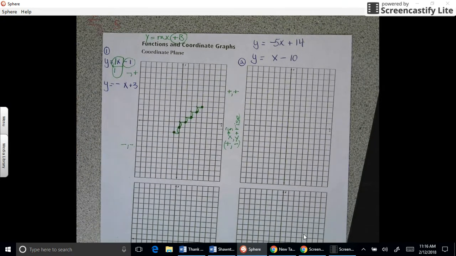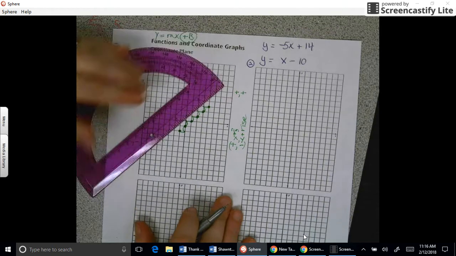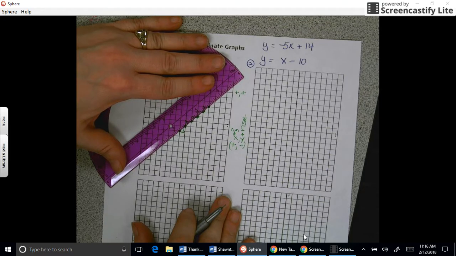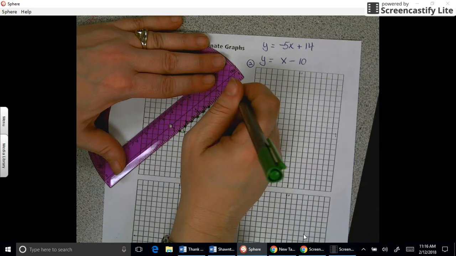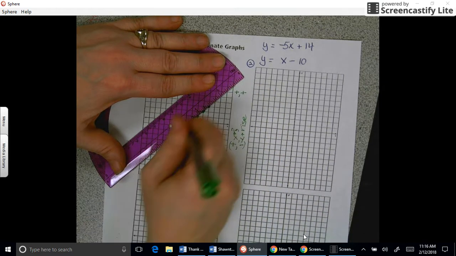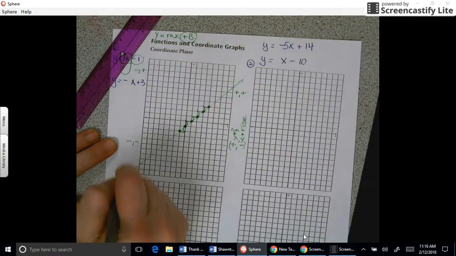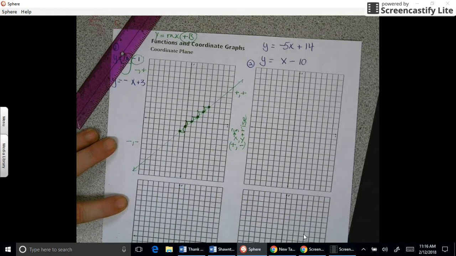So I know I'm going the right way, right? I'm going to take my straight line, and I'm going to connect all the dots, and I am going to go all the way across the graph. And on the ends of my lines, I'm going to put my little arrows to show that my line goes off until infinity.